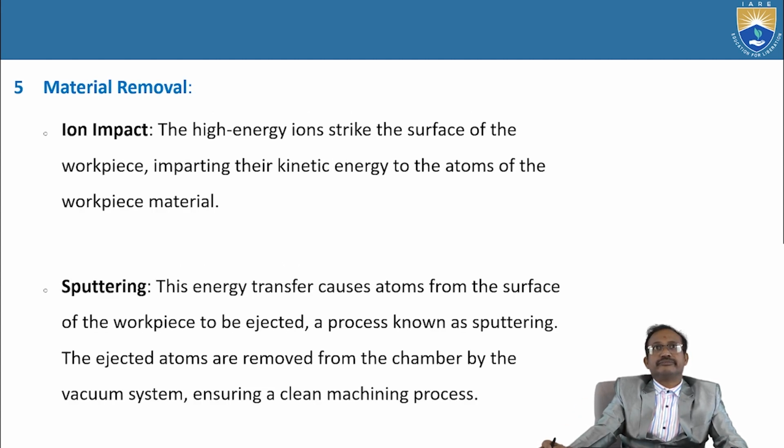Now, material removal. Ion impact: the high energy ions strike the surface of the workpiece, imparting their kinetic energy to the atoms of the workpiece material. So usually when there is a high impact on the workpiece material by these ions, material removal takes place. Now, what is sputtering?